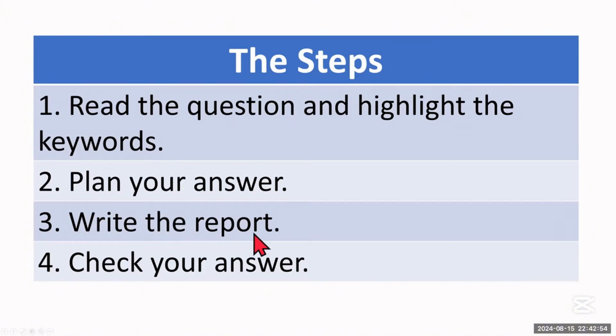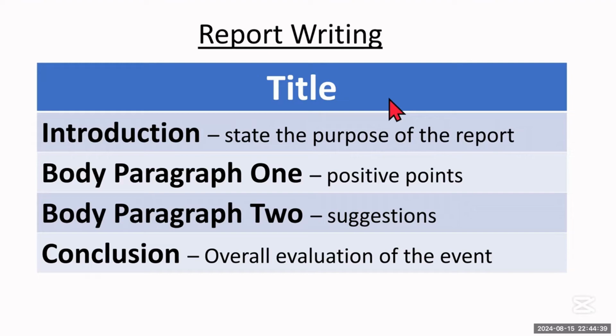Okay, so the next step is to write the report. Your report should look something like this. You should have a title, an introduction. You should also use this as your subheading. So in this paragraph, you should state the purpose of the report. Now, in the first body paragraph, you should present the positive points. In the second body paragraph, you should turn the negative points into suggestions, because this is what the question requested. In the conclusion, you can give an overall evaluation of the event.